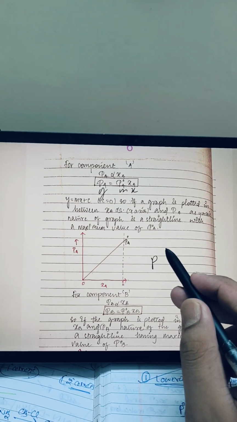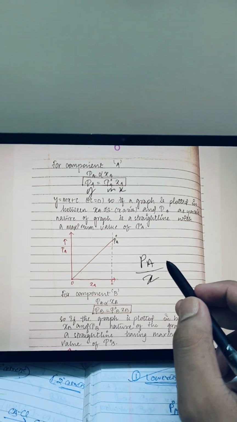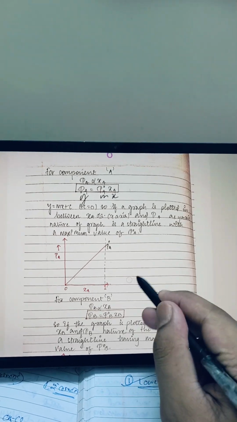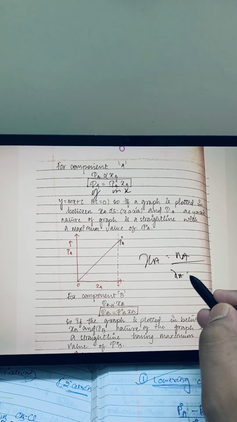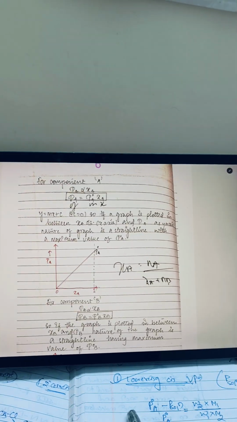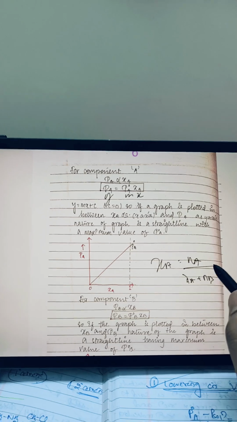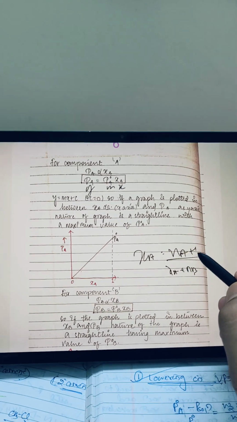So what are we doing? y by x, which is PA by chi A. If chi A is equal to 1, what is chi A? Chi A means nA by nA plus nB. If nB is zero, nA becomes nA plus nB.